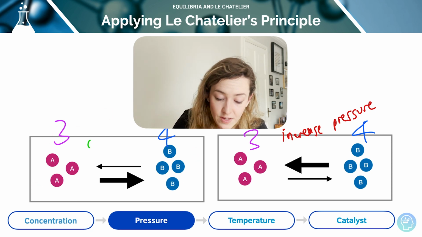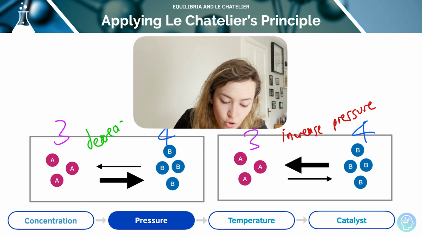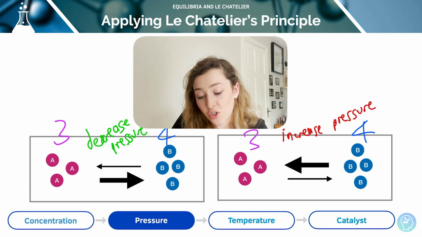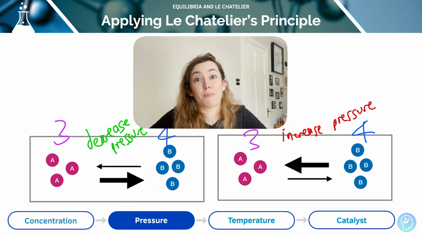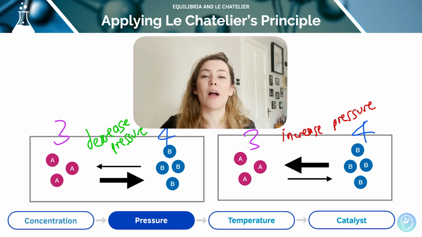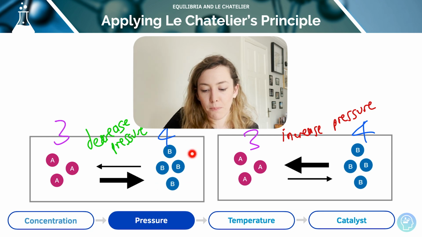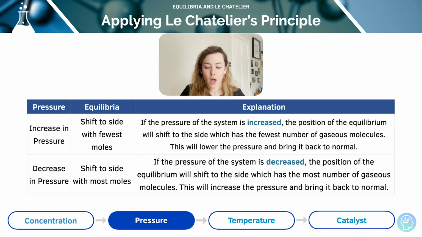So if you decrease the pressure, we've got 3 moles of gas on that side, 4 moles of gas on that side. We're going to shift to the side that's got more moles of gas to get that pressure back up. Le Chatelier is always wanting to counteract the change. So if you decrease the pressure, you're going to want to increase it again. So we're going to shift to the side that's got more moles of gas. Here we've got an explanation. If we increase the pressure, we're going to shift to the side with the fewest moles to counteract the change. If we decrease the pressure, we're going to shift to the side with the most moles to counteract the change.